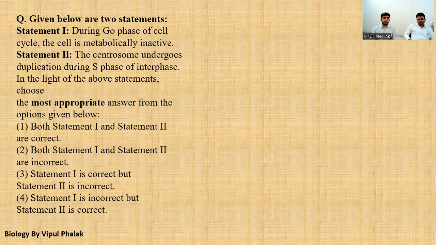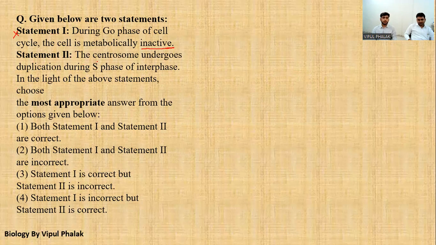In this question, we have to select the correct statements. Statement 1: during G0 phase of cell cycle, the cell is metabolically inactive. This statement is incorrect as they have said that G0 phase cell is inactive. In G0 phase, the cell just leaves the cell cycle. It is not metabolically inactive. It is metabolically still active. In G0 phase, it just skips the cell division and goes for differentiation.